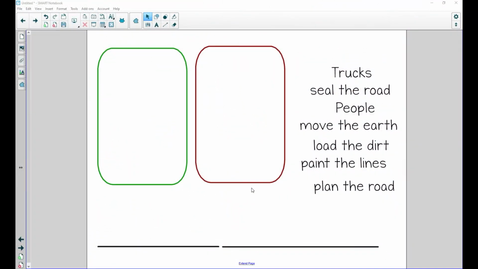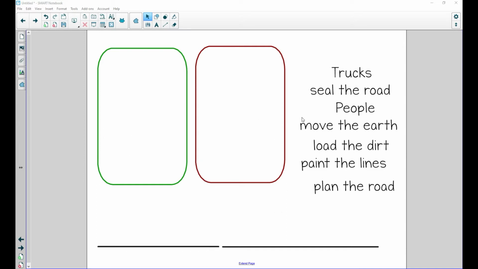Alright, we know that authors write sentences, right? And each sentence has a subject and each sentence has a predicate. The subject is the person or the animal or even the thing that the sentence is mostly about. And the predicate is what tells you what the people, animals, or things do, or it can describe them, right?